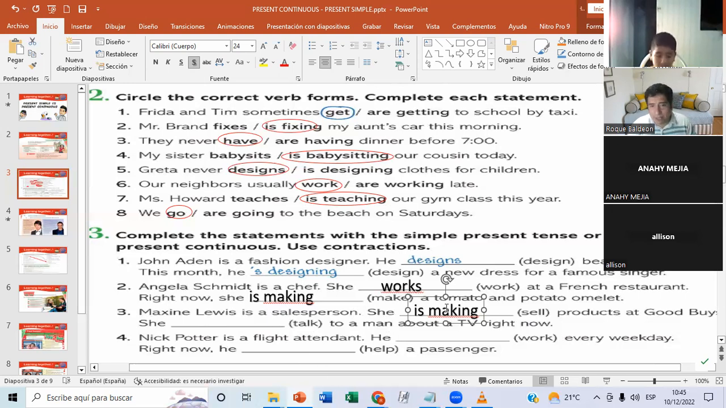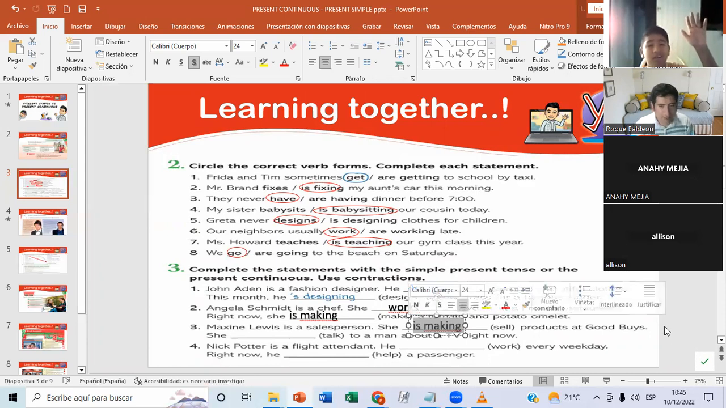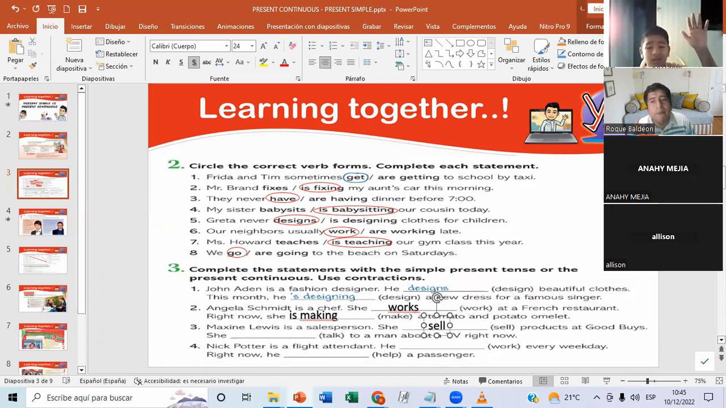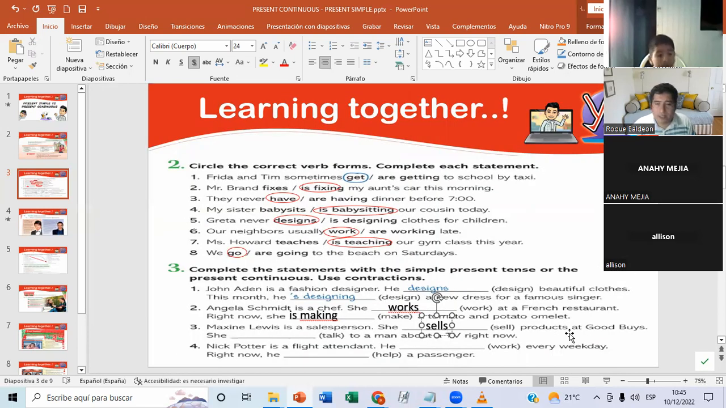All right, Maxine Lewis is a salesperson. ¿Cuál creen que sea acá? Sell products at Good Buys, or is selling? Come on. Good Buys. All right, Matías. She sells or is selling? Piénsalo bien, porque dice ahí products at Good Buys, o sea, es una routine que normalmente lo hace. Yes, very good, sells, ¿no? Solamente sería sells. She sells products at Good Buys. Good, awesome. That's it.